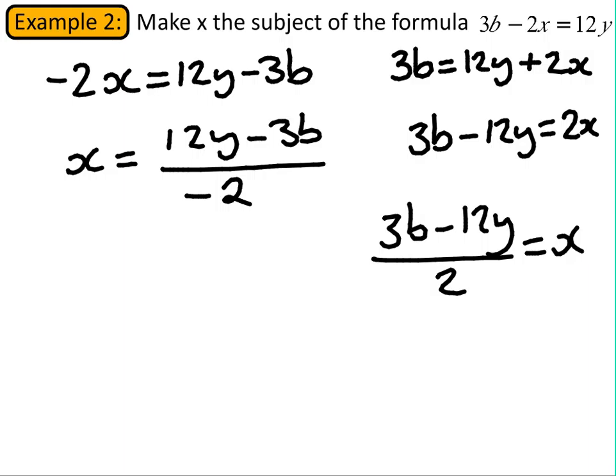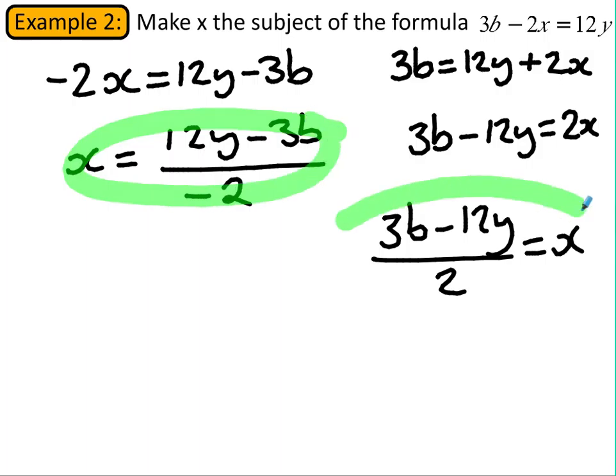Now, if you notice, this answer is different to this one. However, they are both acceptable answers when you're doing Year 7 material. You don't like to have negative numbers on denominators, but it is acceptable at this stage. And in fact, if I were to times the top and bottom of that fraction by minus 1, you would actually be able to work it back to being the solution on the right.